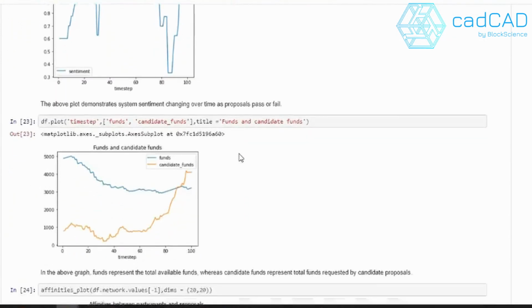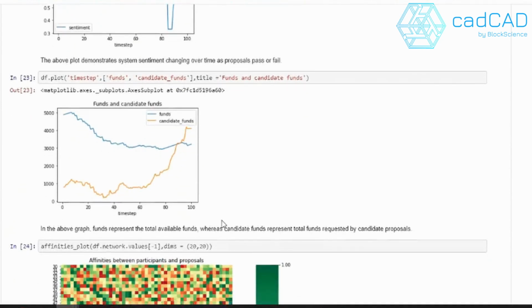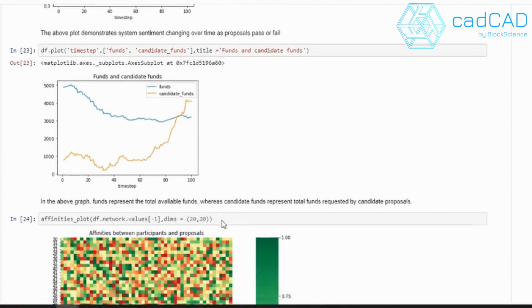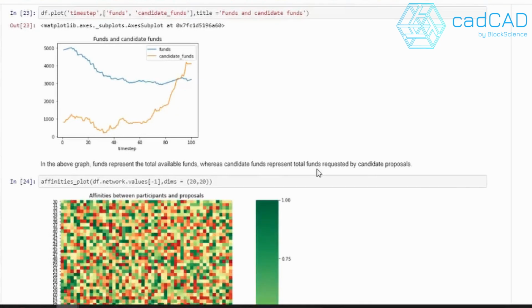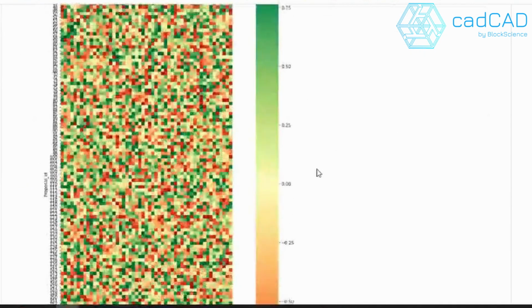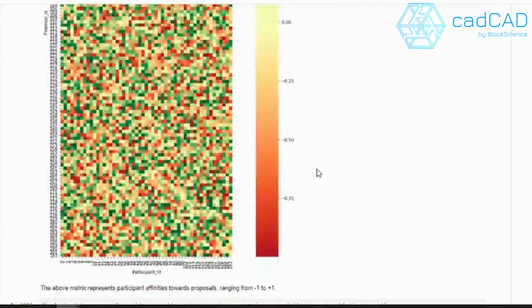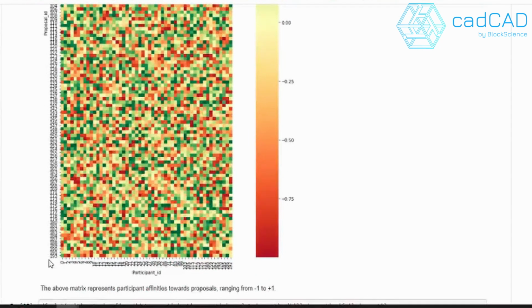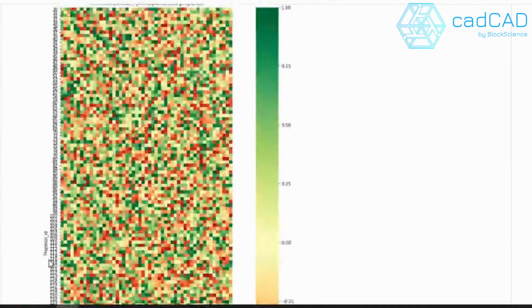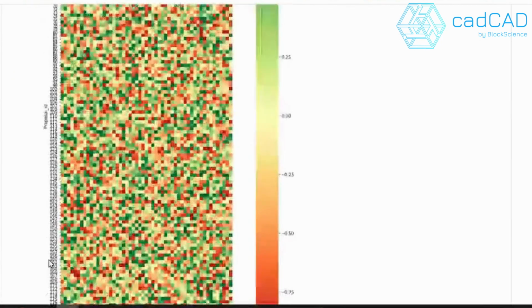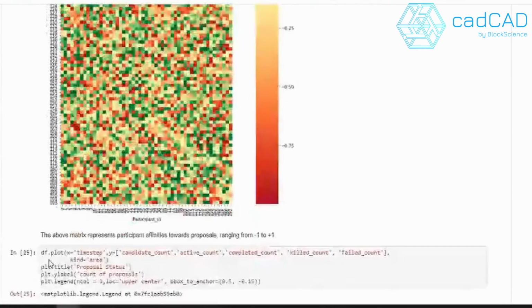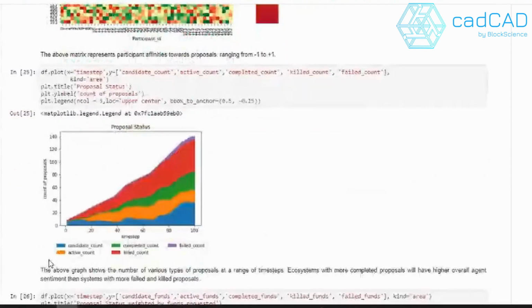We see the difference between funds and candidate funds, how it changes over time, where those funds are. We can look at the actual affinity between participants and proposals for the whole simulation, which is really cool because on this side, on the left, you have the proposal IDs. And as you see, we started at proposal ID 30, and we've gone all the way up to 193. So there's lots of dynamics coming in here. And some of these proposals are passing, some of them aren't. And then the participants are on the x-axis there.